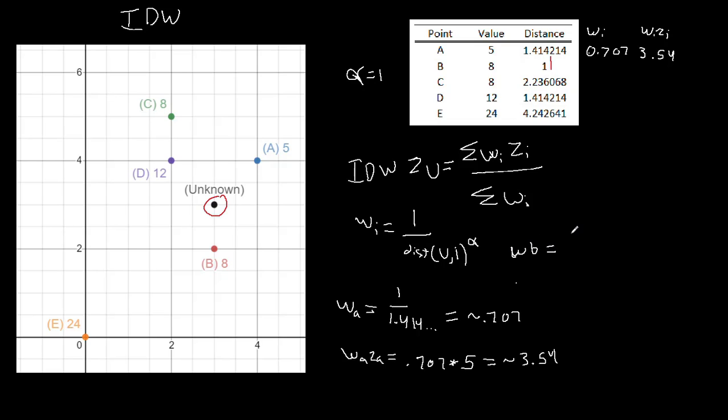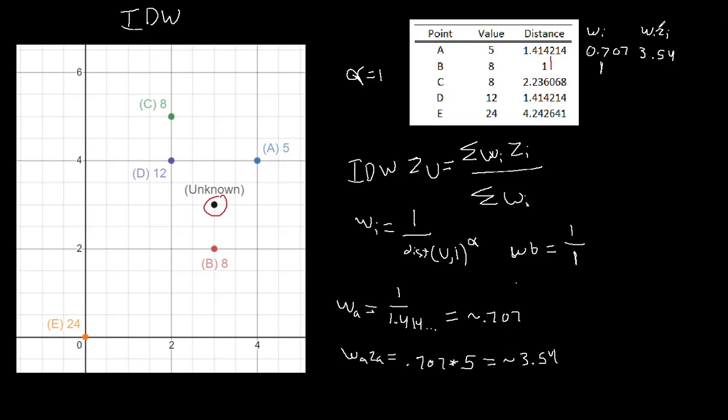WB, right? Again, we're having 1 over the distance to some alpha. And again, in this case, our alpha is going to be 1, so we're not actually doing anything with this alpha. So what's the distance between U and, in this case, B, right? Our I is B. Well, the distance between our unknown point and here is going to be this 1 right here. So this 1 is going to come here. So in this case, our WB is just going to be 1. Right, our weight for this point is just going to be 1.